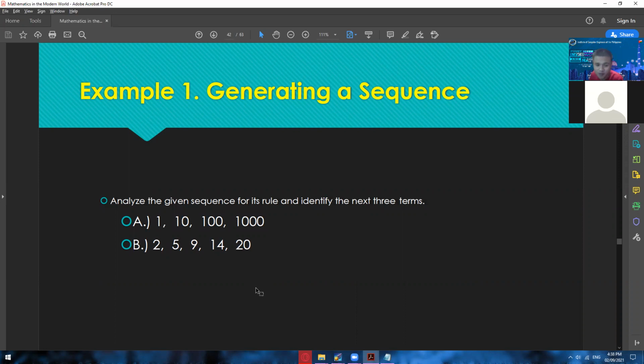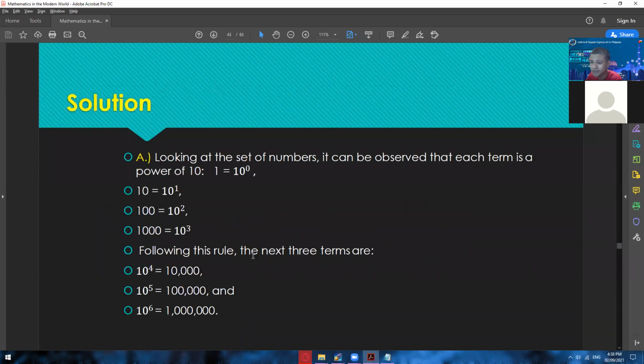Okay, so you need to answer three terms, not only one term. Yeah, so the correct answer is 27, 35, and 44. So yeah, those are the sequences. So this is the solution. So the next three terms would be 10,000, 100,000, and then 1 million.